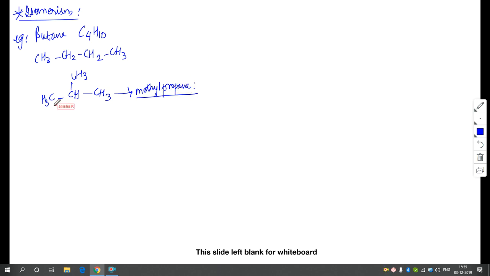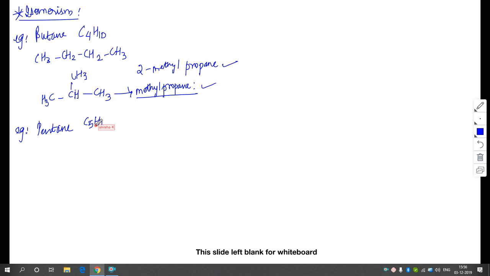Okay. Yes. Now can you try for pentane? Is it a 2-methyl propane? Okay, we can put that way also. This is methyl propane in general. You can also put it as 2-methyl propane. This is also acceptable.